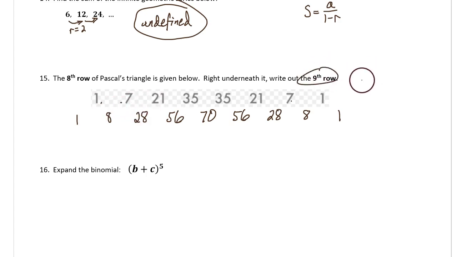The 9th row should have 9 numbers in it. 1, 2, 3, 4, 5, 6, 7, 8, 9. And it will always begin and end with a 1.